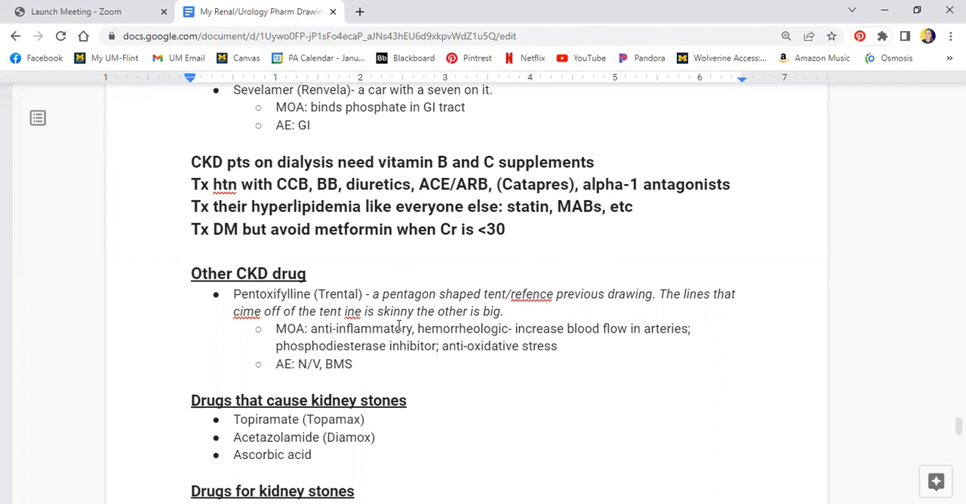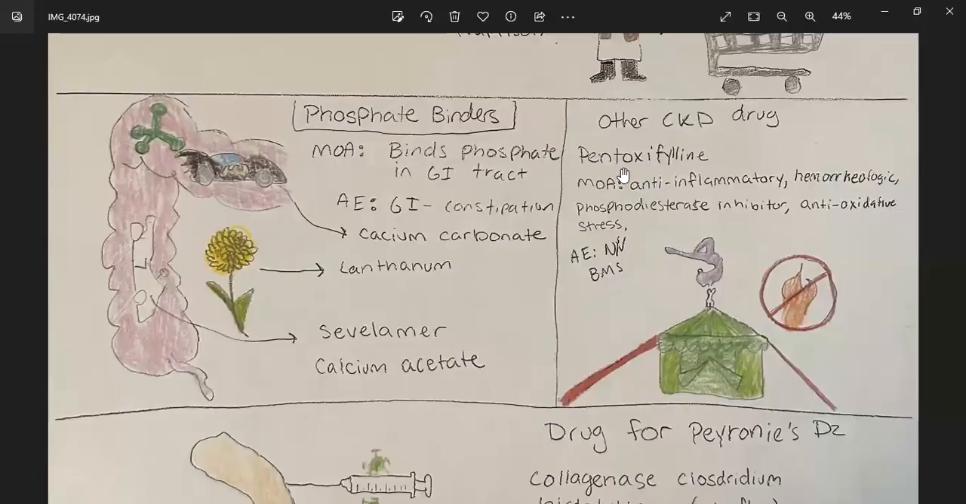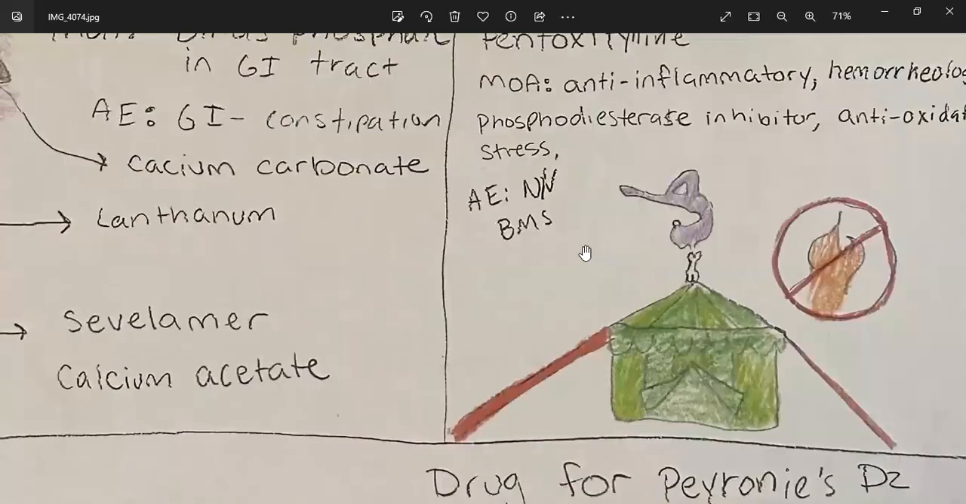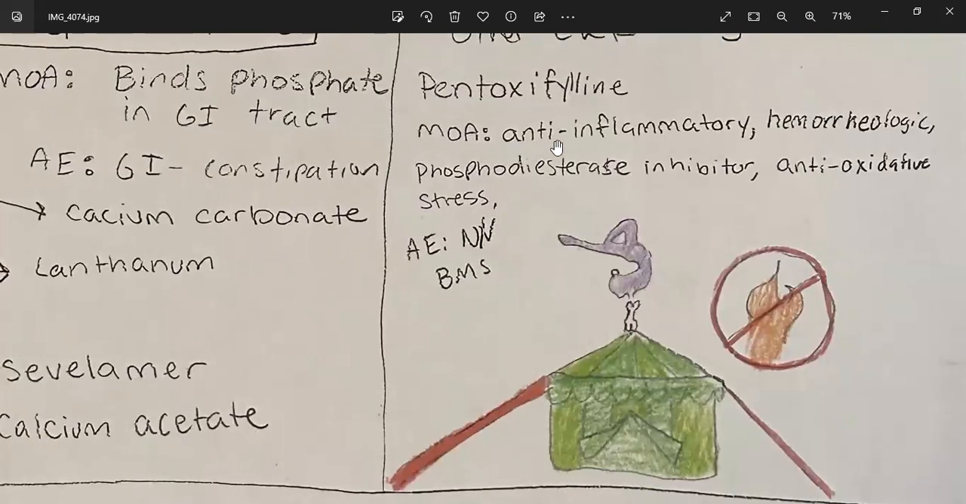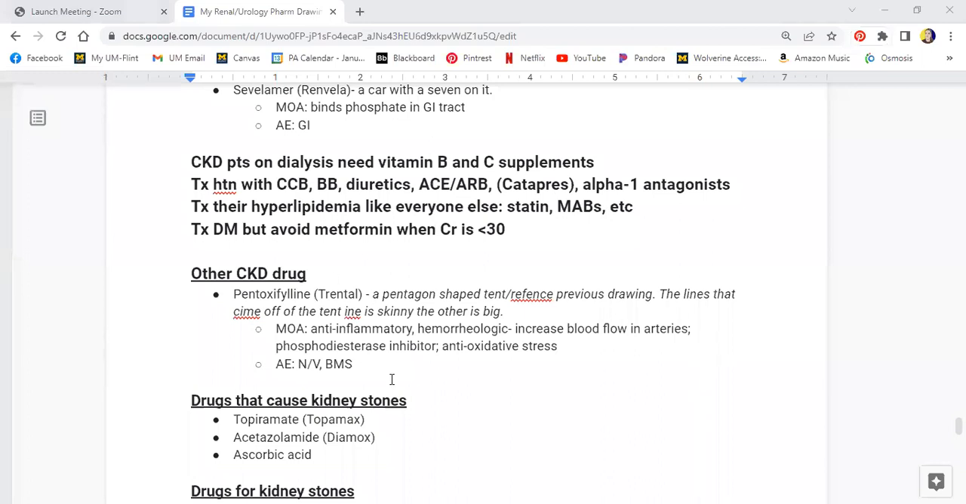Another drug for CKD we learned back in heme, and it's pentoxifylline. And the original picture was this little flexible lady here because we had learned in heme that it just increases the flexibility of red blood cells. In this module, he said that the MOA is anti-inflammatory. So here's an anti-flame. It's a hemorheologic and phosphodiesterase inhibitor and an antioxidative stress. But really, it just improves like the blood flow, basically. Adverse effects are nausea, vomiting, and bone marrow suppression, which is why her bone is sticking out right there. So those are all the drugs for chronic kidney disease.